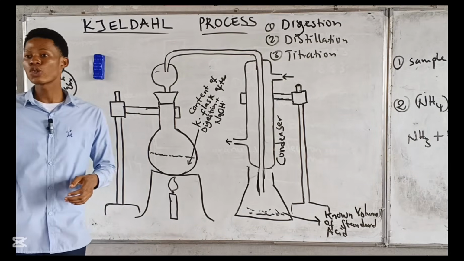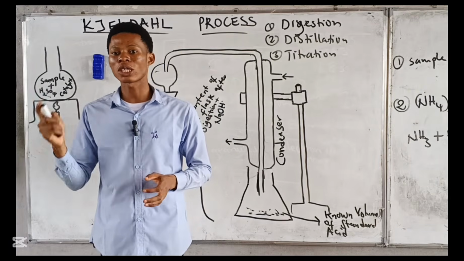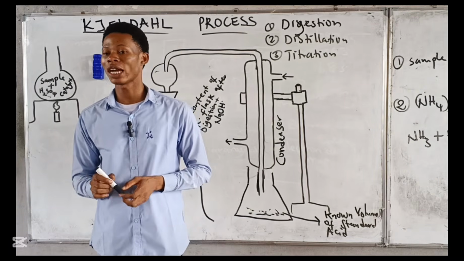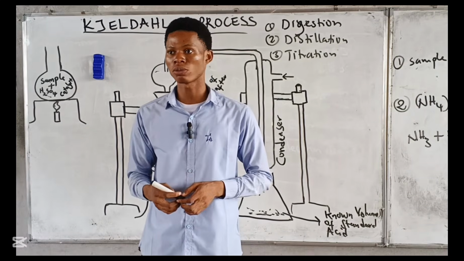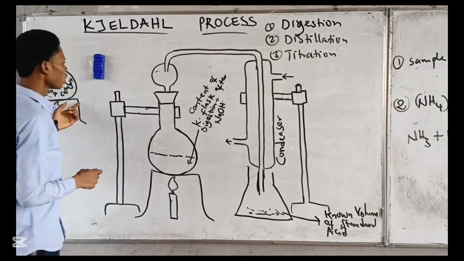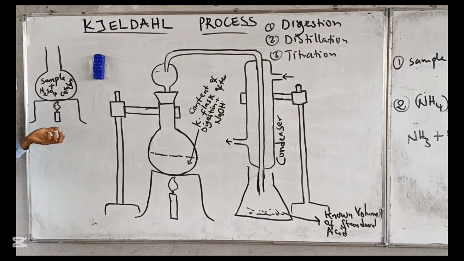So they can ask you the role, the function of copper sulfate or potassium sulfate in the Kjeldahl process. They are used as what? Catalysts, right? To speed up the rate of the reaction. Now, the sulfuric acid here, what is the sulfuric acid actually doing?